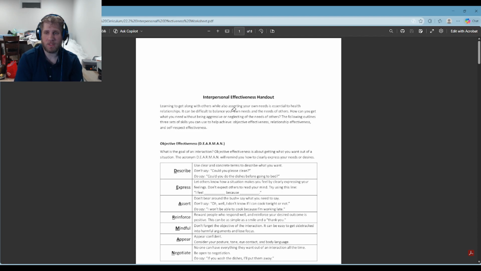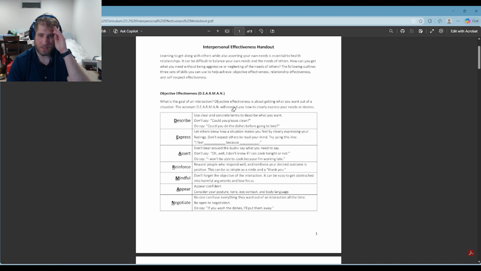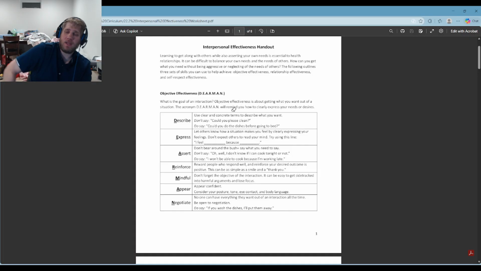Let's start with the first one, DEAR MAN. This is broken down into 7 different areas. We have describe, express, assert, reinforce, mindful, appear, and negotiate. So let's take a look at what each of these are. The whole goal with DEAR MAN is to communicate effectively what we want. In order to do that, we're going to start with describing.